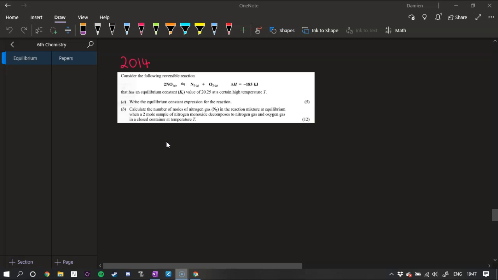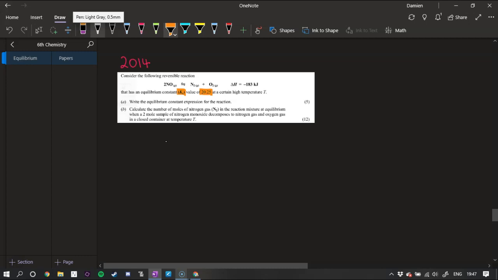Okay, so moving on to 2014, consider the reversible equilibrium reaction. We've got nitrogen monoxide producing nitrogen gas and oxygen gas, and we've got a delta H. It says the equilibrium constant is 20.25. So again, Kc is 20.25. Because we've been given Kc, it's more than likely we're going to end up with algebra somewhere here.